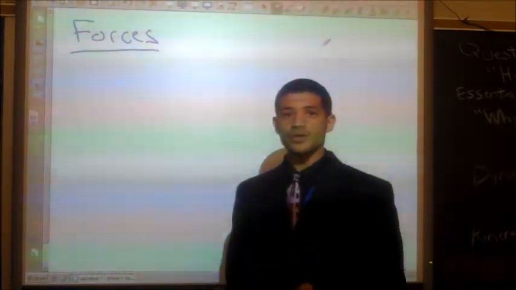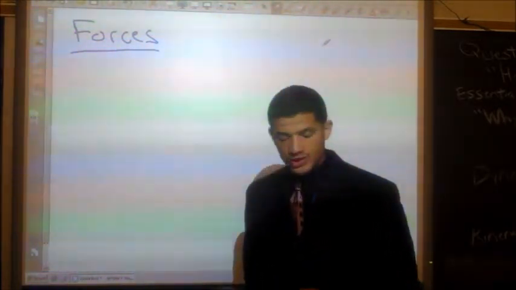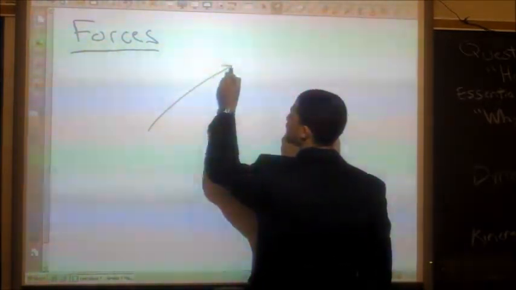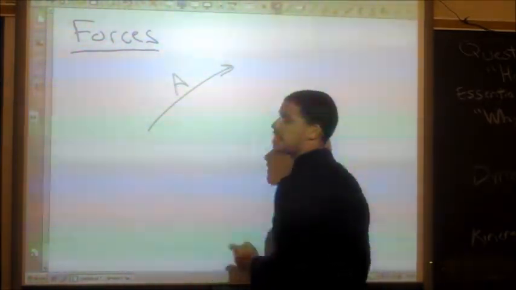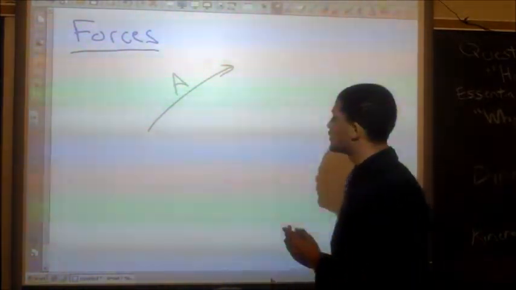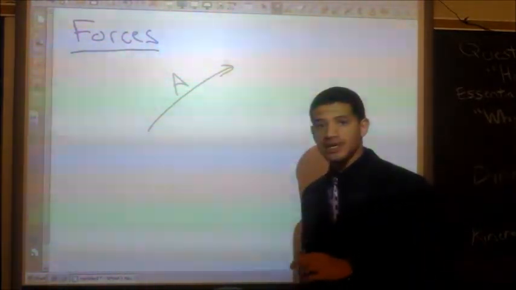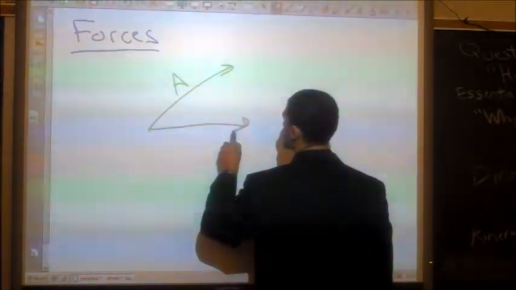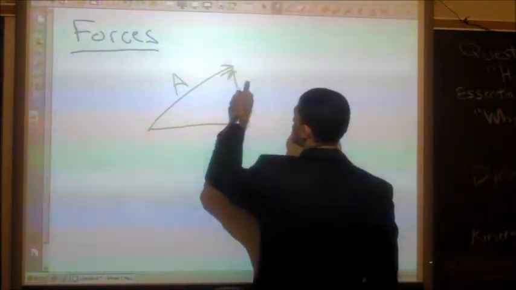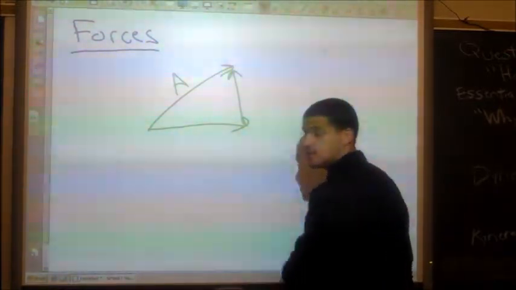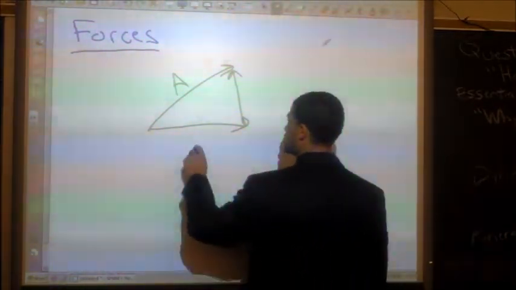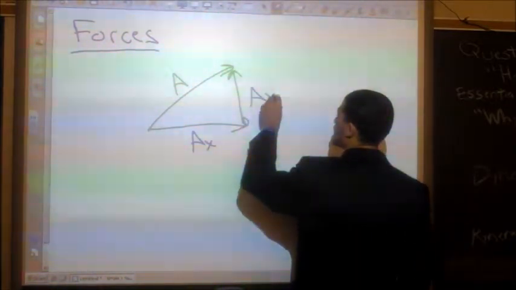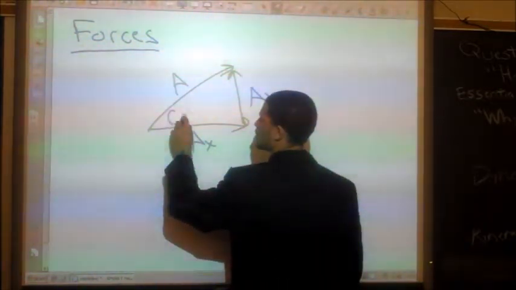So just a brief review, remember that vectors have a magnitude and direction. If we draw an arrow here and label this A, this vector has two components. It has an x and a y component. The x component goes in this direction and the y component goes in this direction. We'll label them A of x and A of y, and here's our angle.